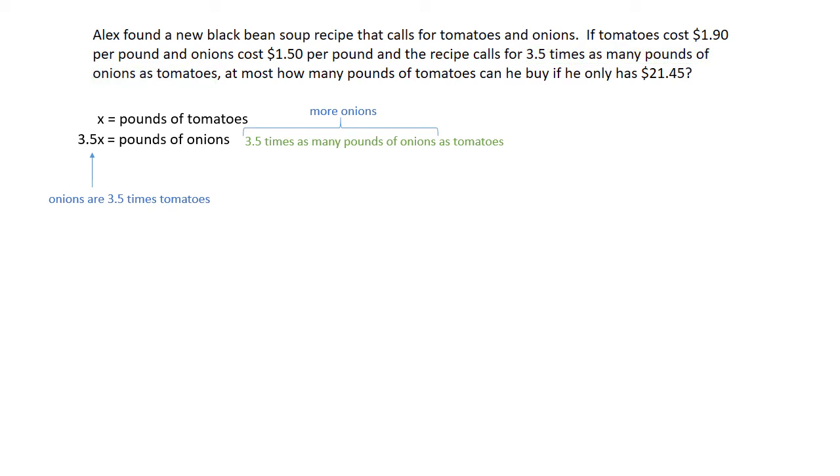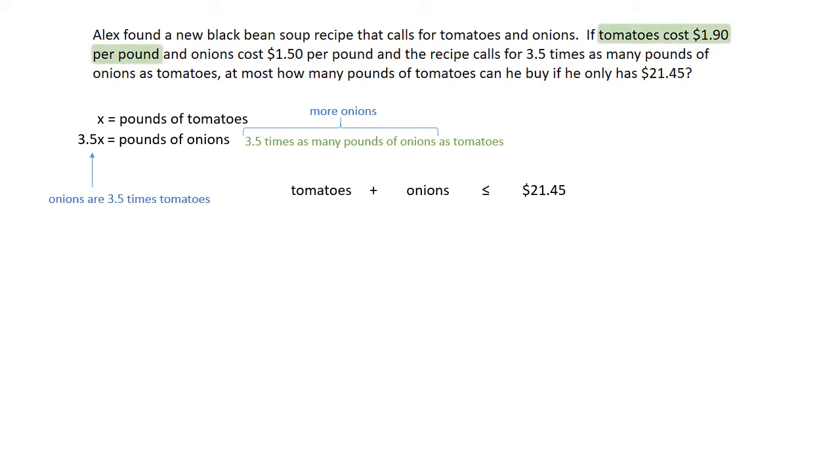Now that you have that established, you can start thinking about, okay, when Alex buys all the tomatoes and the onions, he can be less than or equal to $21.45 because he can approach it, he can be equal to it, but he can't pass it. That's what makes it an inequality. And then we're going to put the prices on the pounds now.